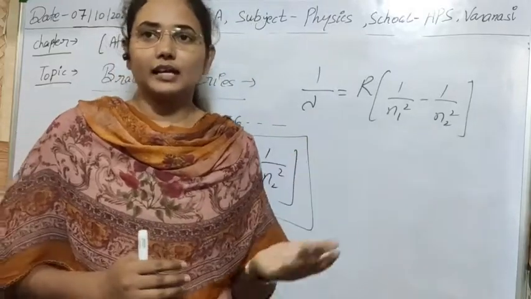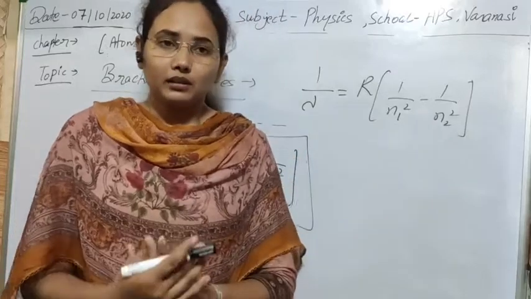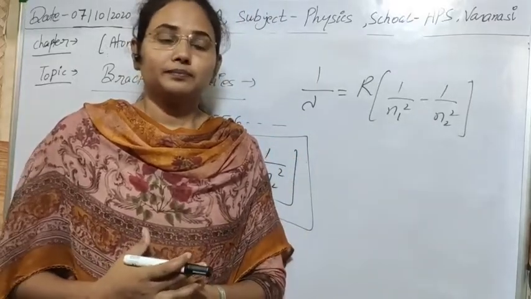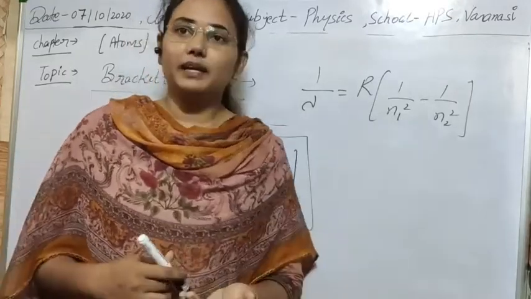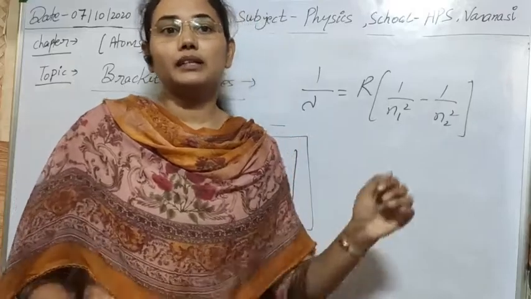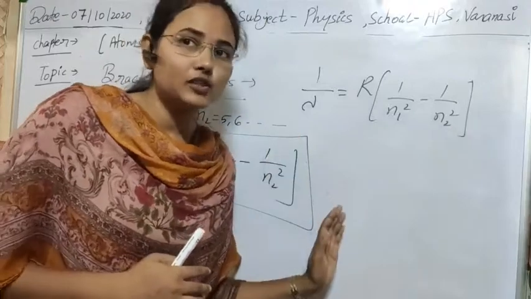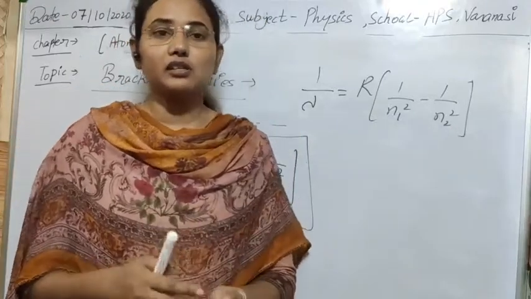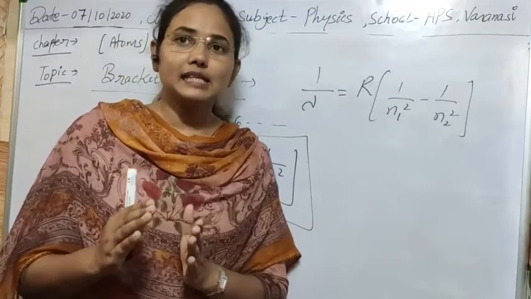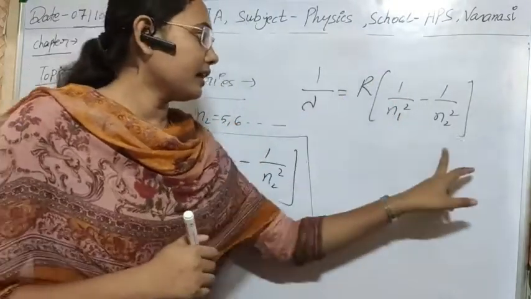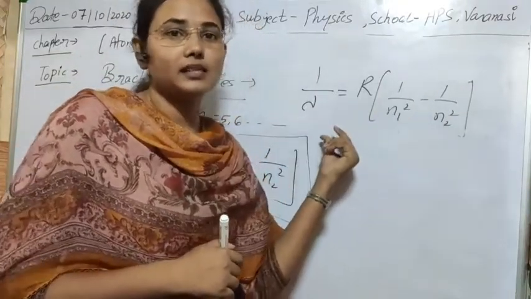And I was explaining the hydrogen spectrum with the help of the Bohr model. I explained three series for the hydrogen atom: first was the Lyman series, second was the Balmer series, and third was the Paschen series. For all these series, this is the equation for the wavelength associated with that particular transition.